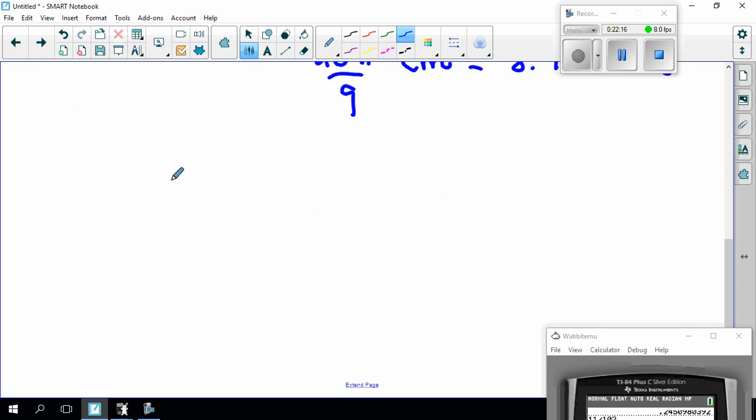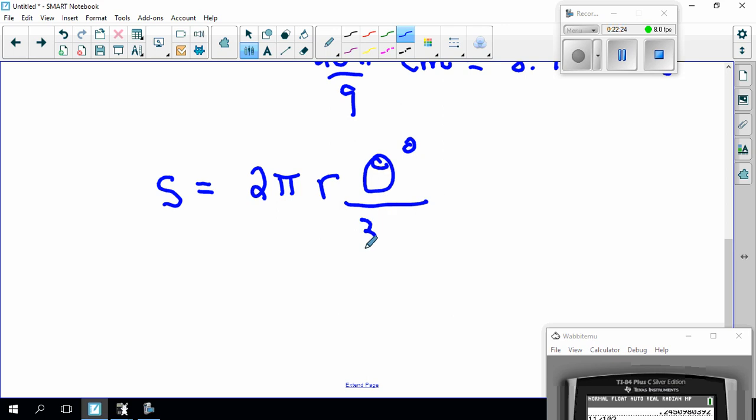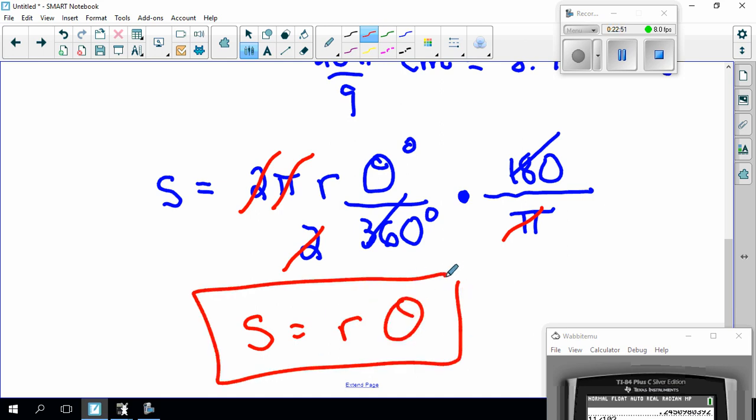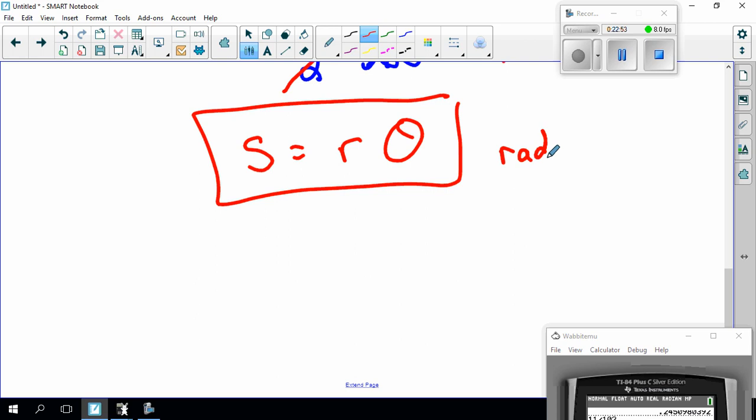So we got this formula, arc length equals 2 pi r times theta in degrees divided by 360. I'm going to multiply it by 180 over pi. I claim I'm converting to radians. So we cancel the 2, cancel the pi, and S equals r theta. Radians only.